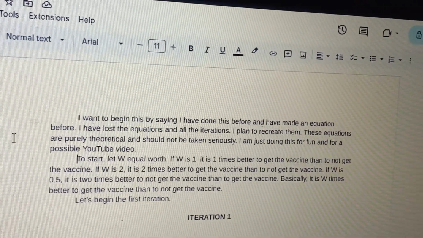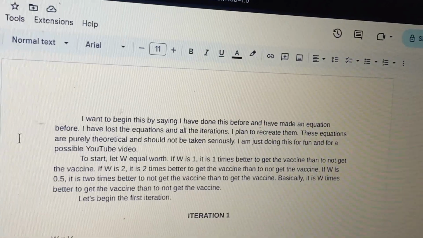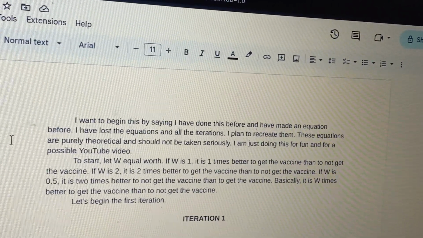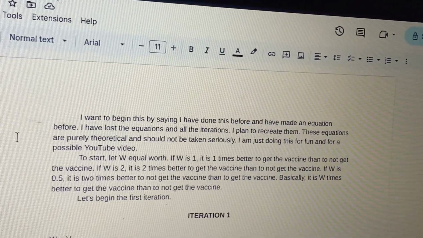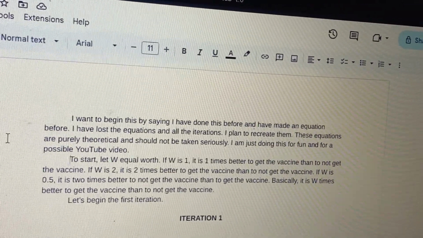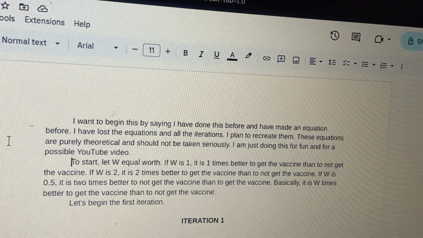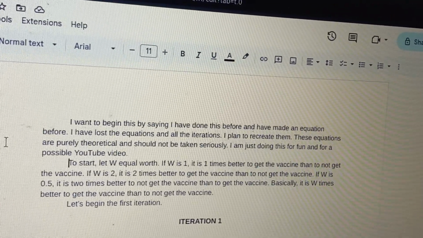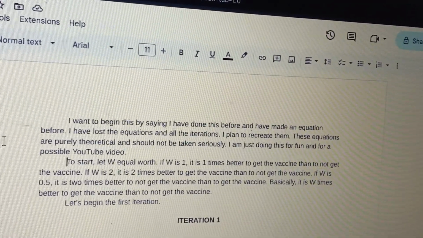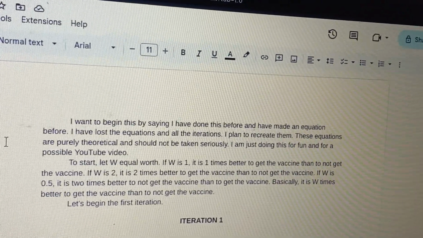To start, let W equal worth. If W is 1, it is 1 times better to get the vaccine than to not get the vaccine. If W is 2, it is 2 times better to get the vaccine than to not get the vaccine. If W is 0.5, it is 2 times better to not get the vaccine than to get the vaccine. Basically, it is W times better to get the vaccine than to not get the vaccine.